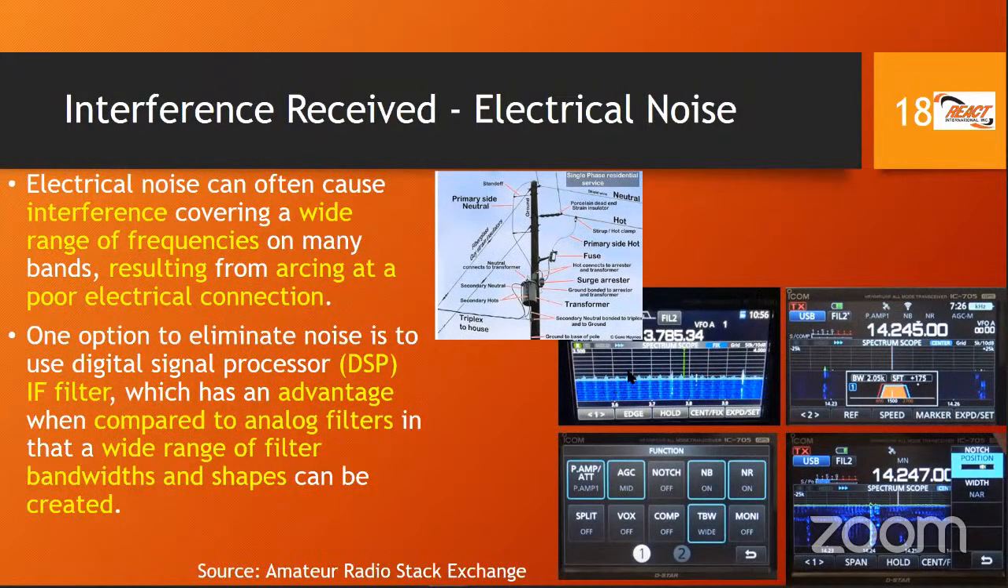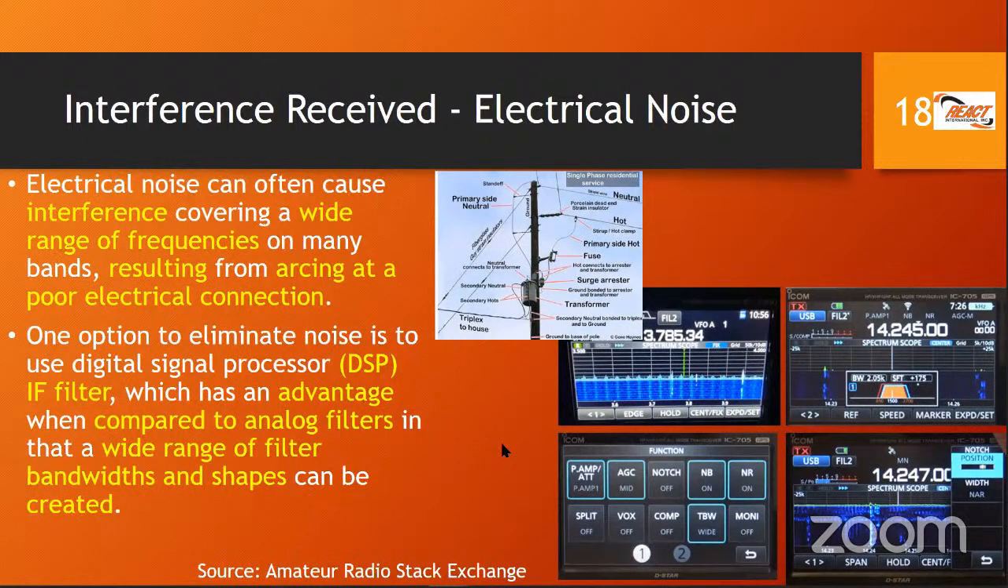You don't even know it, and you have a set of noise on your radio, and it's difficult to receive transmissions, difficult to hear. So you need to be aware as a ham that a poor electrical connection that causes arcing can cause interference across a range of frequencies, making it very difficult to receive, and that's electrical noise.